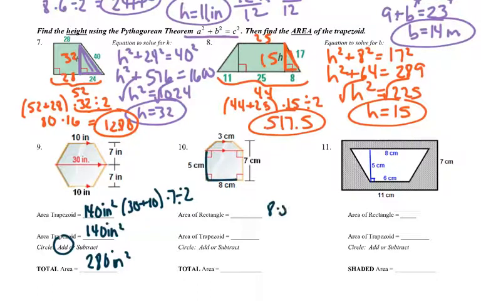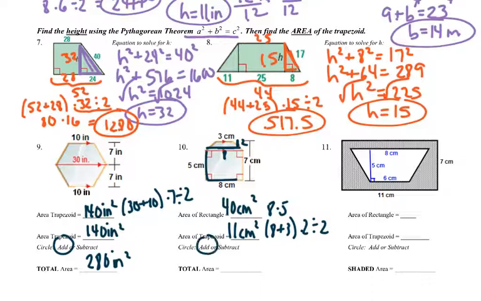Here, isn't my rectangle 8 times 5 or 40? The trapezoid here would be 8 plus 3 times, do you agree that the height here is 2 because 2 plus 5 is 7? So that's 11 centimeters squared. And when I add that up, 51 centimeters squared.